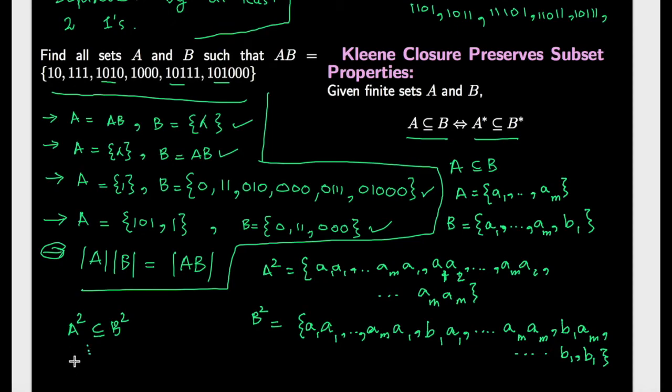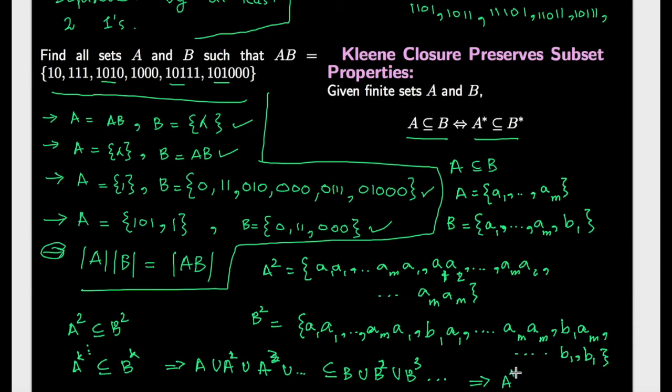Now similarly we can say any power of A is a subset of the same power of B, B to the k. This means A union A squared union and so on is a subset of B union B squared union B cubed, and so on. This means that the Kleene's closure of A is a subset of the Kleene's closure of B.